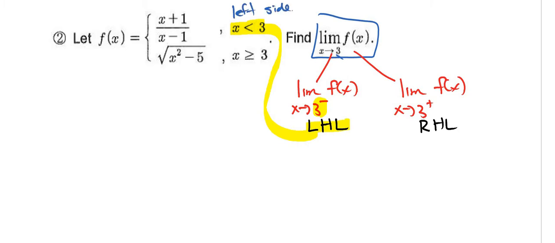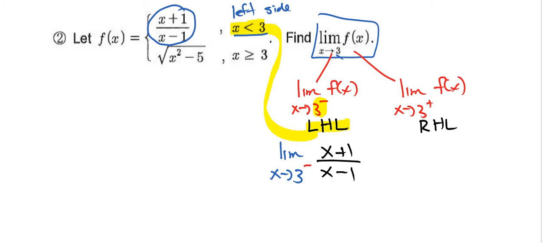When you have a number line and x equals 3, if you're less than 3, that represents the left hand side. So this is the function that we need to look at when we're evaluating the left hand limit. If I rewrite my limit statement, x approaches 3 from the left, the function that I need to look at is the top function, which is x plus 1 divided by x minus 1.